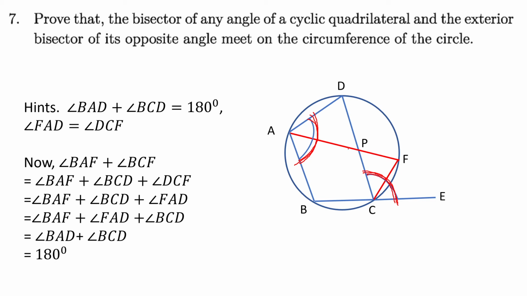And AF is the bisector of this angle, and CF is the bisector of this angle. So obviously this angle equals this angle, FAD equals DCF, because these two angles are equal, and AF is the bisector of this angle and CF is the bisector of this angle. So these two angles are also equal.